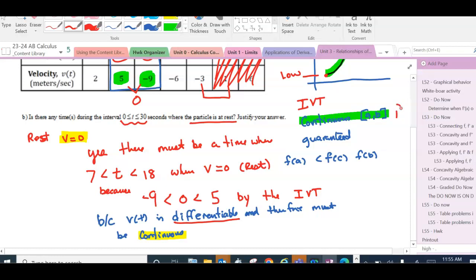So we've taken care of that, and then we've shown that 0 is between f of a and f of b, and we've stated there's also got to be a time then in this interval where we're at rest.